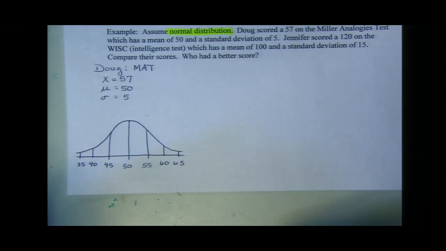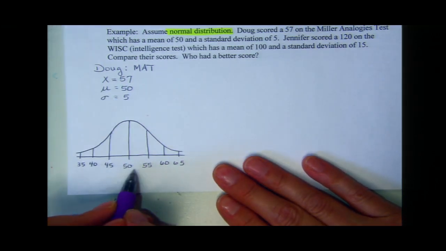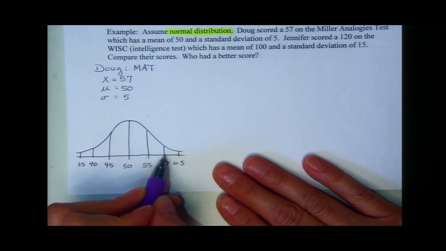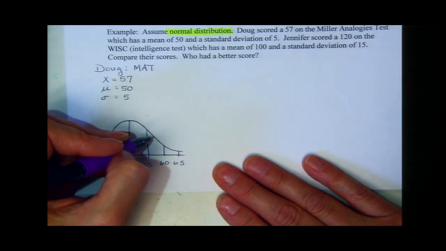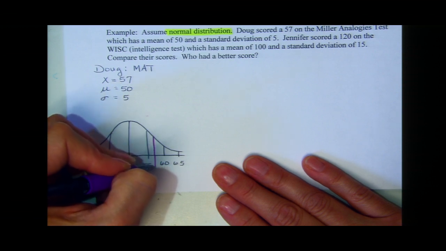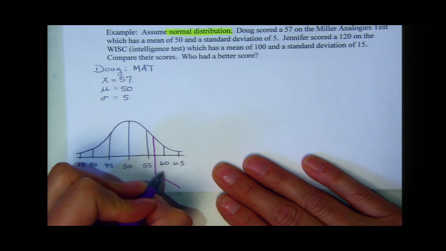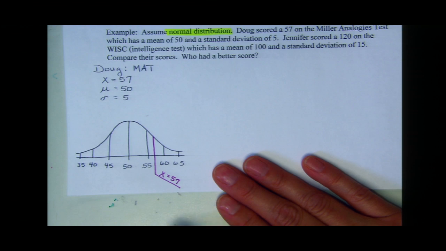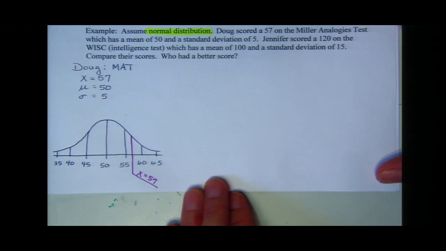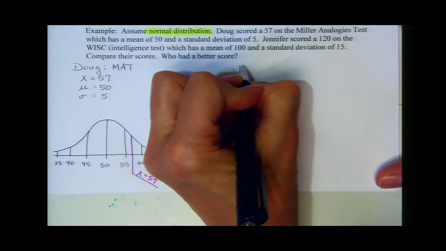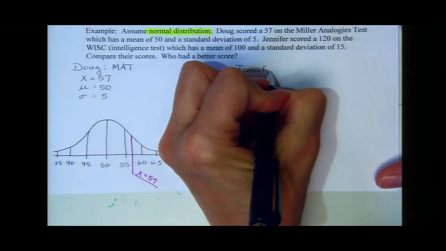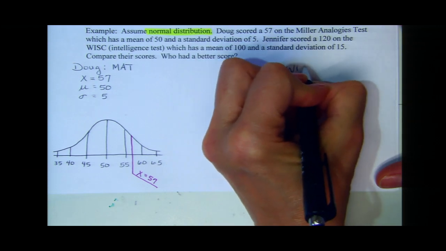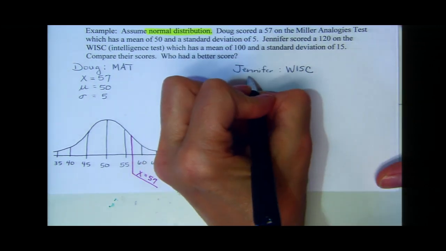And I'm going to locate Doug's 57. Well, here's average. Anything to the right is above average, so I know Doug scored above average. He scored a 57, which would be between 1 and 2 standard deviations. So it would be approximately right here. His score is 57, so we want to compare that. Now I need to draw Jennifer's over here. She took the WISC, and she scored a 120.